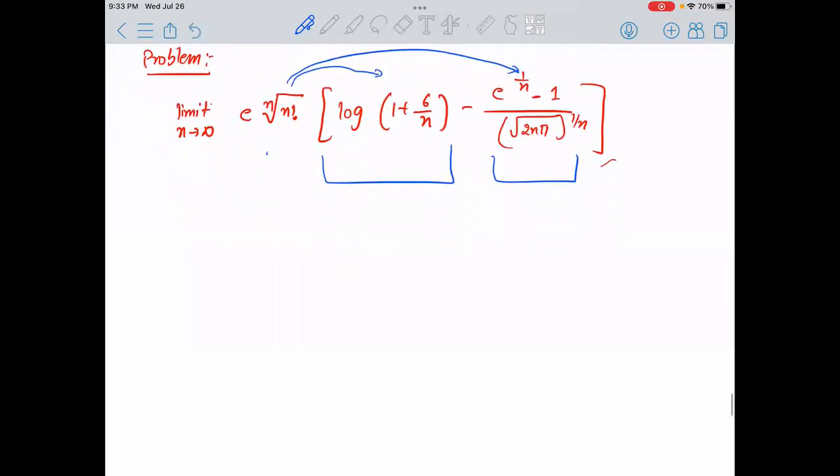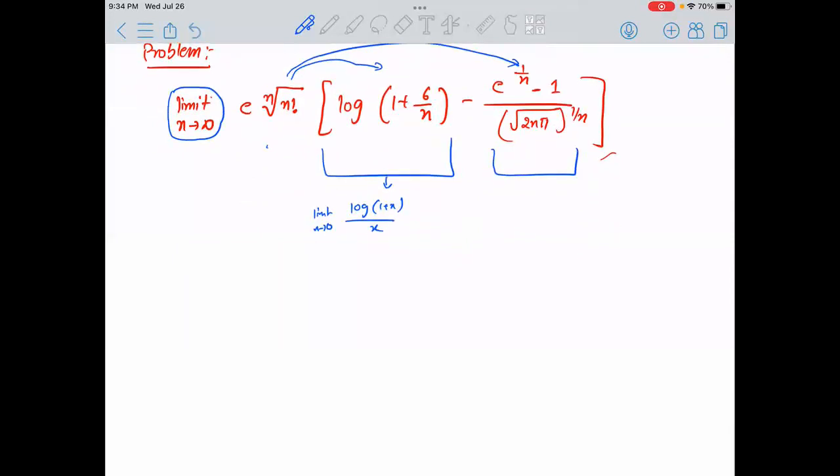Are you able to see my screen? Yes, sir. Look, by seeing this, you can convert this into log(1 plus x) divided by x. Agree? But the main problem is with the limit. Here it must be limit x tends to 0, but here n tends to infinity. Agree?